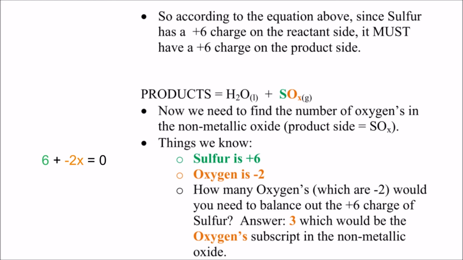So we're just solving for X. That means we're going to subtract 6 from both sides. And now we'll just divide both sides by -2. And we get X equals 3. That means there has to be 3 oxygens.